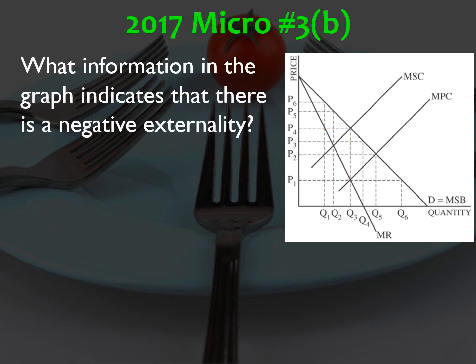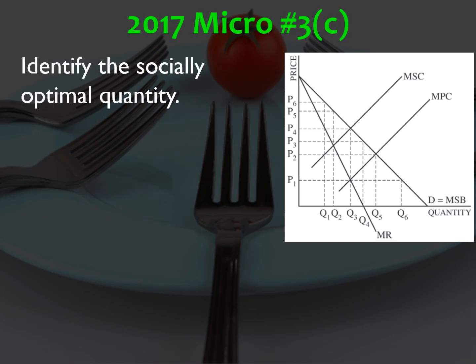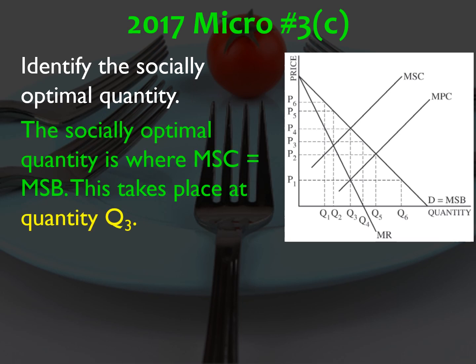B, what information in the graph indicates there's a negative externality? It's very simple. MSC is greater than MPC. C, identify the socially optimal quantity. So this is where MSC equals MSB. That's going to be right there. So that takes place at quantity Q3.